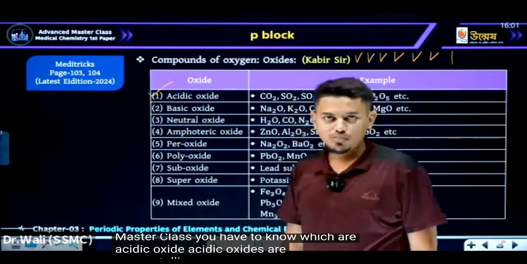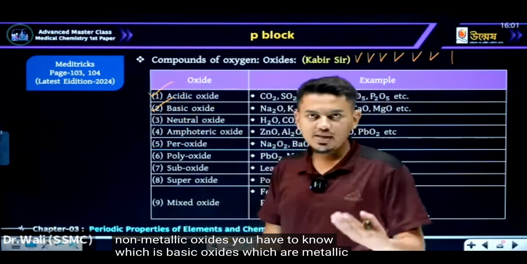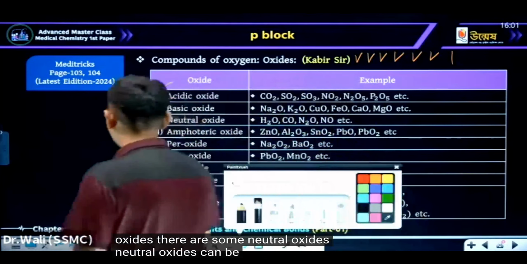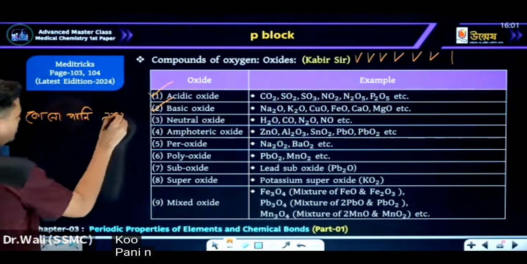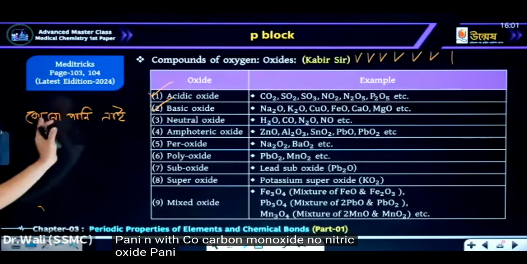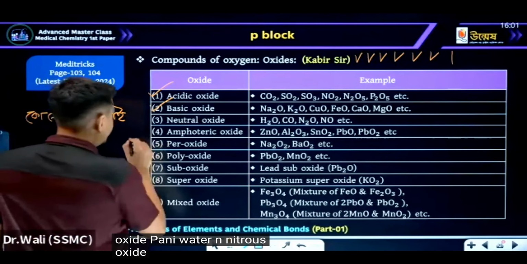You have to know which are acidic oxides. Acidic oxides are non-metallic oxides. You have to know which are basic oxides, which are metallic oxides. There are some neutral oxides. Neutral oxides can be recalled using a mnemonic: Kono, Kono, Pani, Nai. With Ko, carbon monoxide. No, nitric oxide. Pani, water. Nai, nitrous oxide.